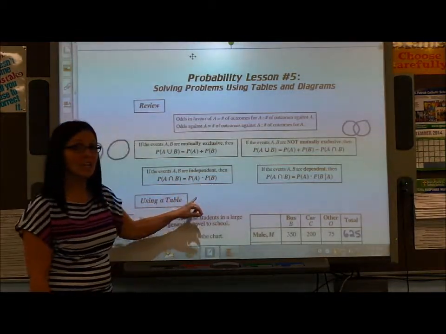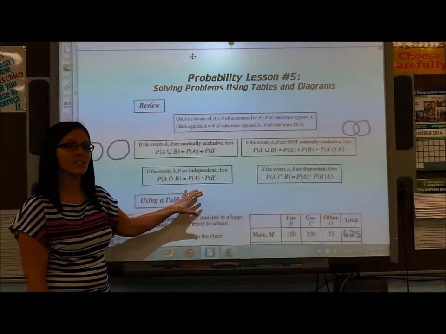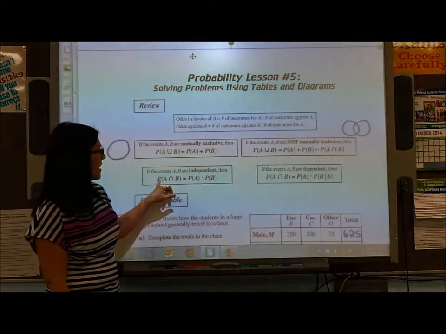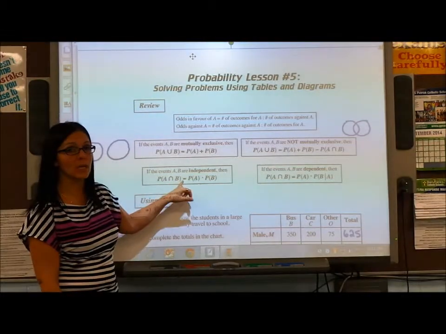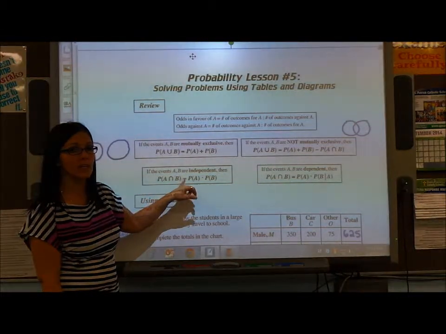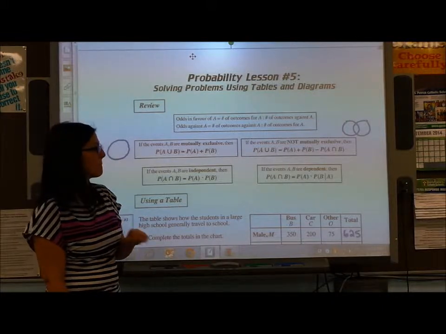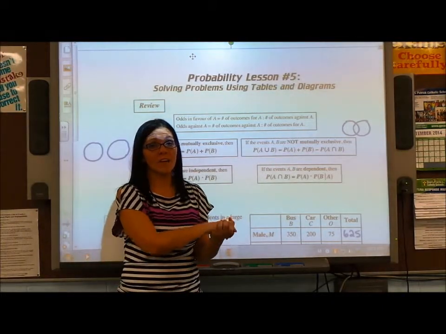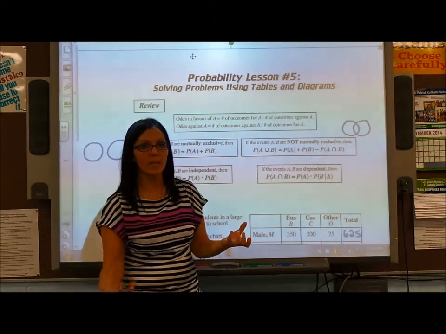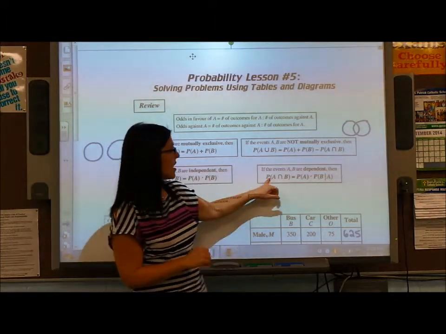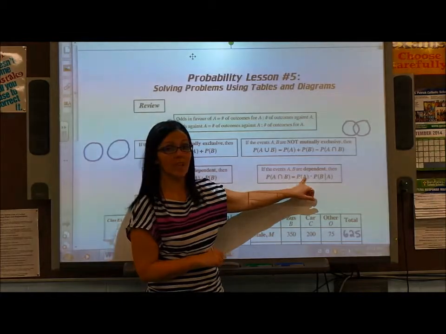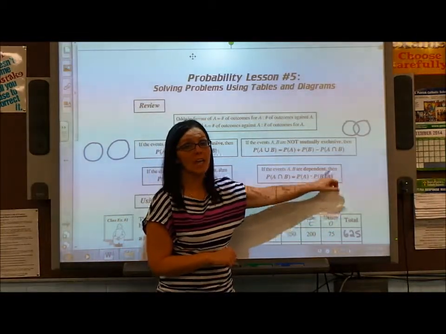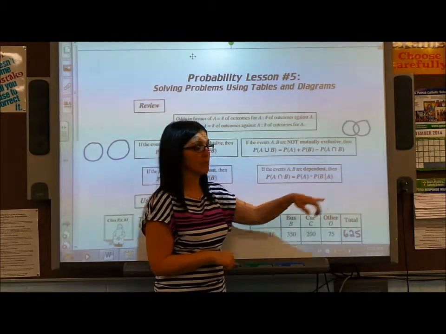Then we have independent and dependent events. If the events are independent, meaning the outcome of the first event does not impact the second event, then the probability of A and B is the probability of A times the probability of B. If they are dependent, meaning the outcome of event A affects what the outcome of the second event is, then the probability is event A times the probability of event B occurring, given that A already happened.